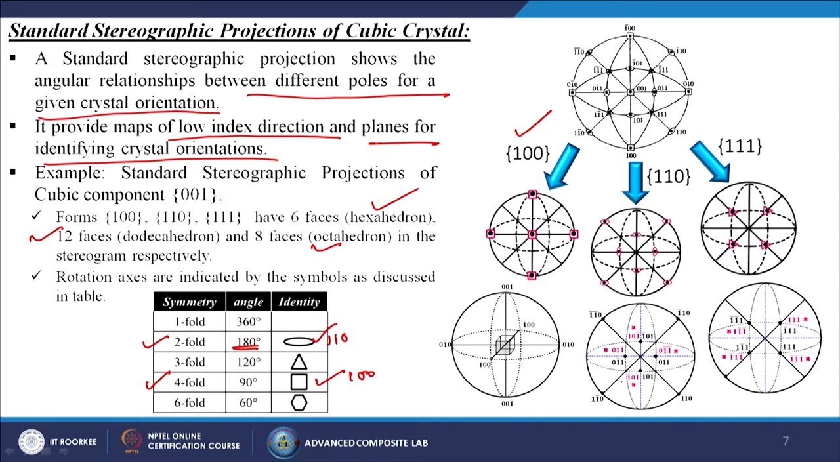And when we are talking about 111 family, so in this particular case we are getting total 8. So that's why it is octahedron in nature, and we are getting this shape triangle, that means it is having the threefold, which is the planes are 120 degree each other. So this is for the 111 family.